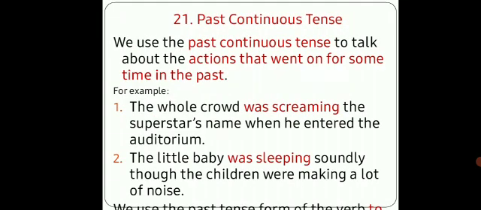Now let's look into past continuous tense. We use the past continuous tense to talk about actions that went on for some time in the past. It's not happening now. For example, the whole crowd was screaming in the superstar's name when he entered the auditorium. So was screaming here means they were calling his name.